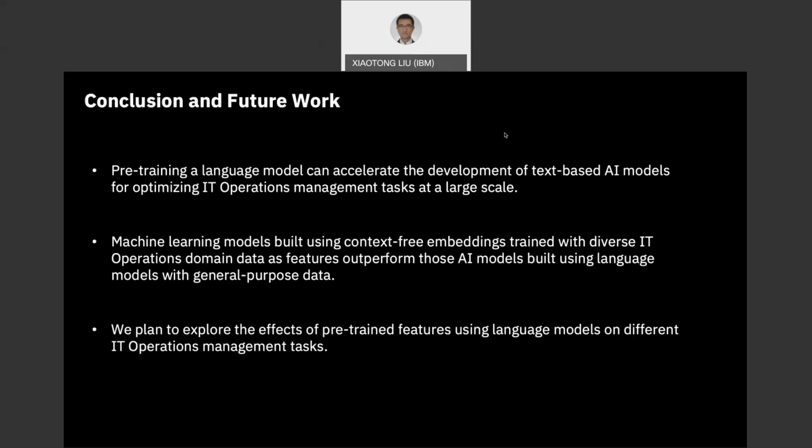We hope that the insights gained from these experiments will help researchers and practitioners develop solutions and tools that enable better scalability, integrations, and management in the IT operations domain. In the future, we will continue to explore the effects of pre-trained features using language models on different IT operations management tasks, such as fault localization and similar incident analysis.